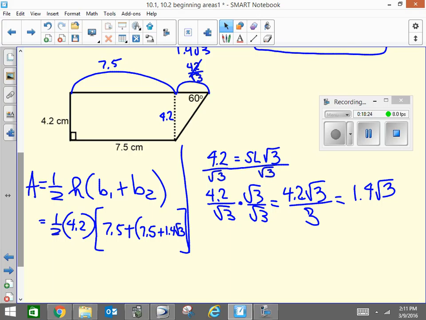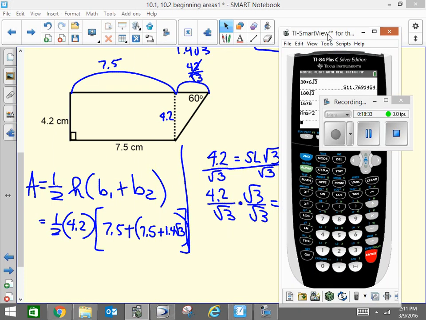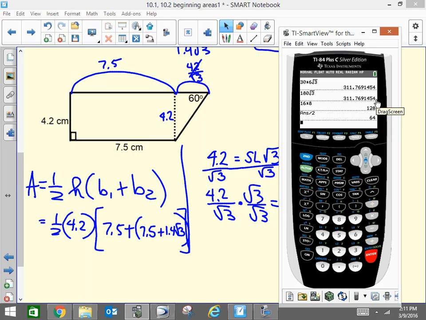Did I lose anybody? All right. Now go ahead and plug that into your calculator. Because it's really not worth holding on to all that mess.